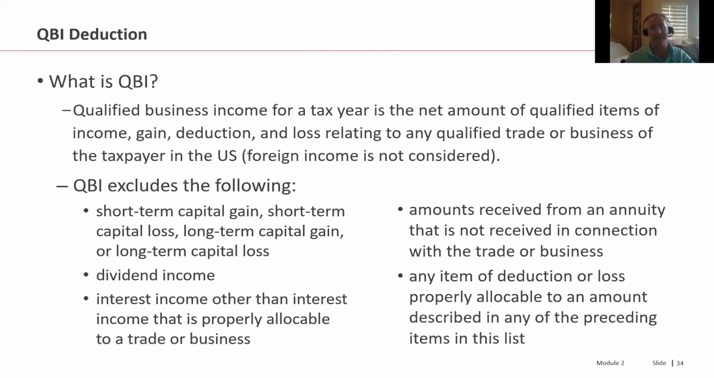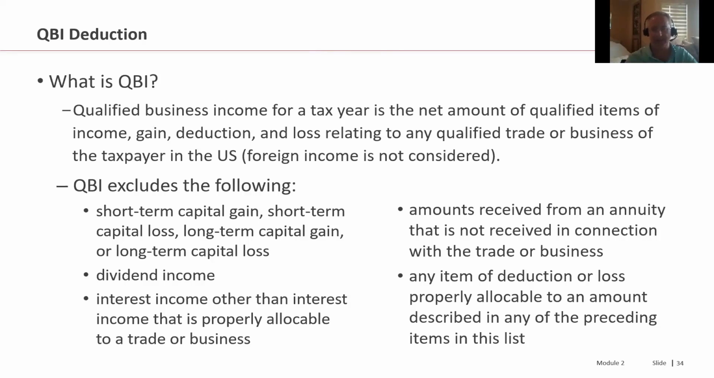So that means foreign pass-through income is not being considered. What does QBI exclude? Well, notice that it excludes capital gains. It excludes dividend income. It excludes interest income unless you can find a way to properly allocate that to a trade or business. It does not include amounts received from annuities. And it doesn't include any deduction or loss that would be allocable to the types of income I just mentioned. So capital gains, dividend, or interest.